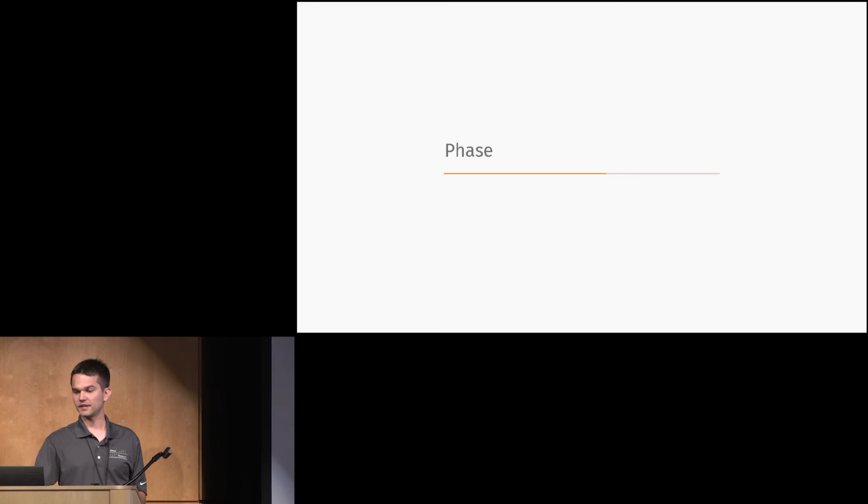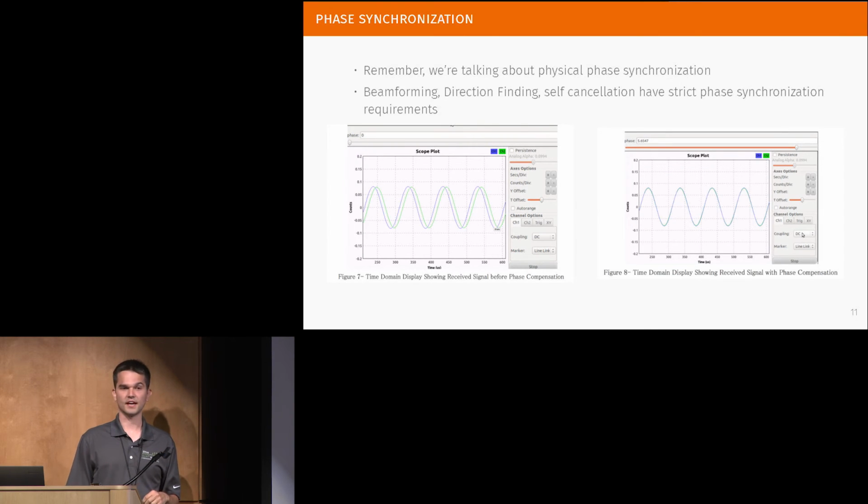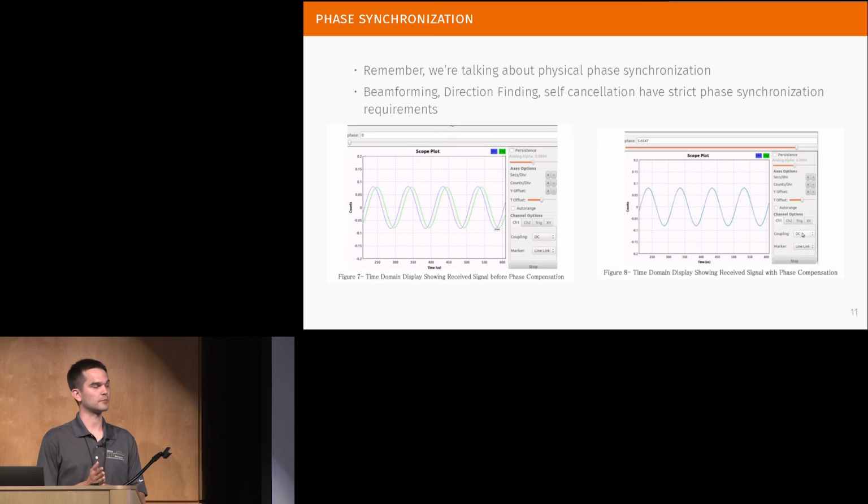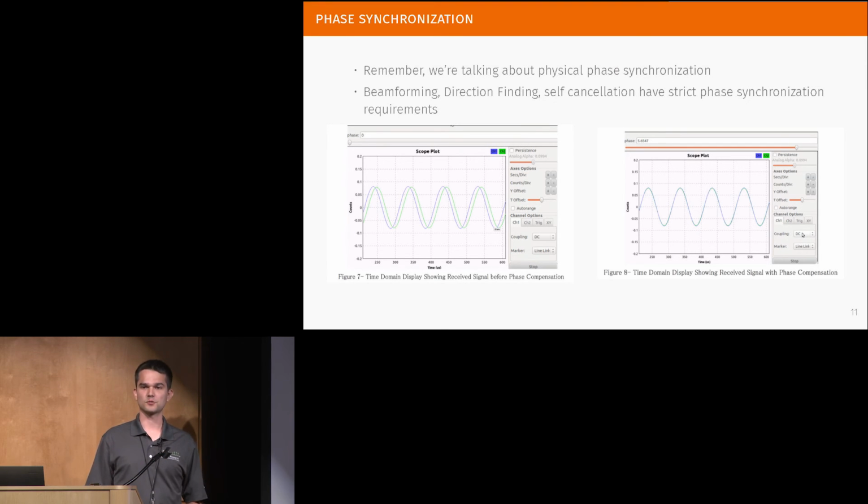And so the last topic is phase synchronization. And remember, we're talking about physical phase synchronization. So this isn't directly related to demodulating coherent signals, or phase shift keying, where you need to demodulate using a carrier that is phase synchronized with the carrier of the transmitter. This is much more for beamforming, direction finding, and applications where you're doing self-cancellation to get more isolation between your transmit and receive channels.